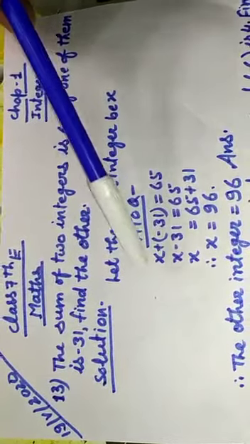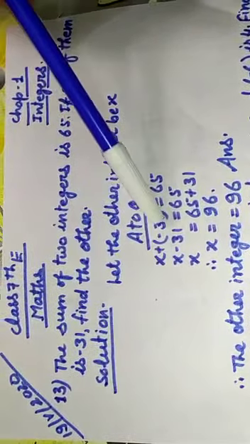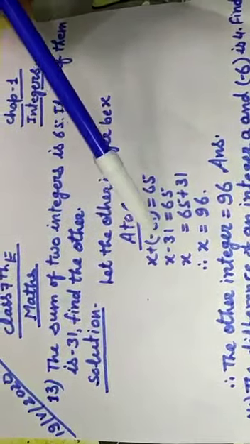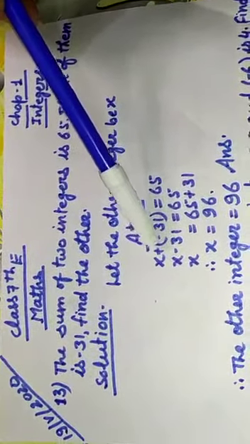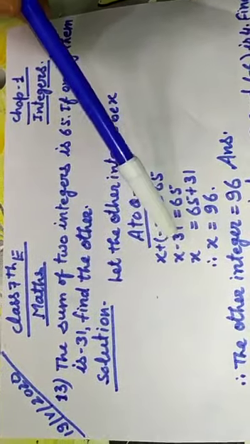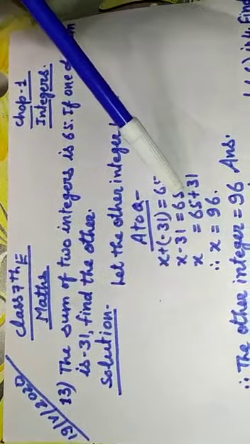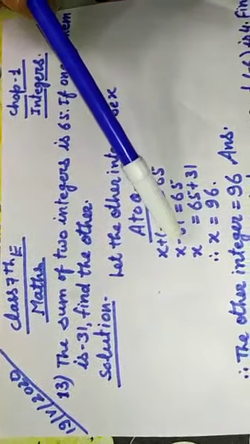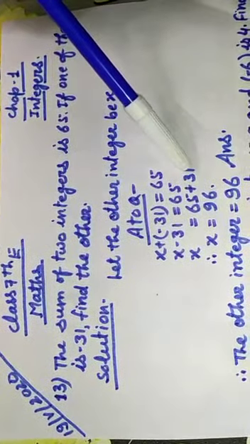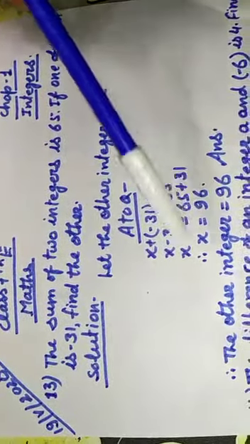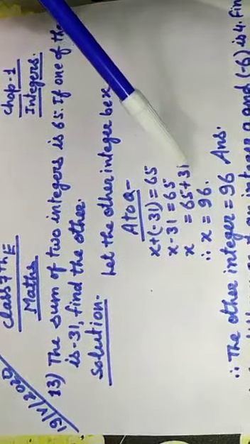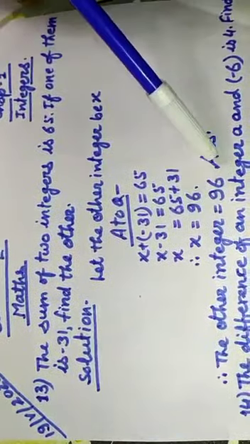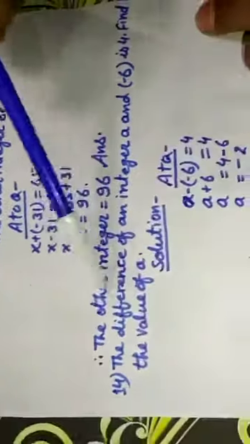According to the question, x plus bracket minus 31 is equal to 65. Before the bracket there is a positive sign. Therefore, after opening the bracket, the sign will not change and it will be x minus 31 is equal to 65. Therefore, x is equal to 65, and minus 31 will transpose here and it will be plus 31. Therefore, x is equal to 65 plus 31 is equal to 96. Therefore, the other integer is equal to 96 and it is your answer.